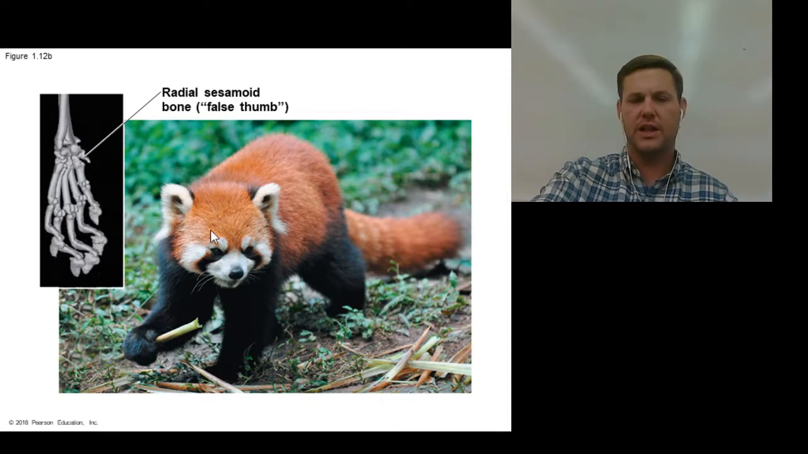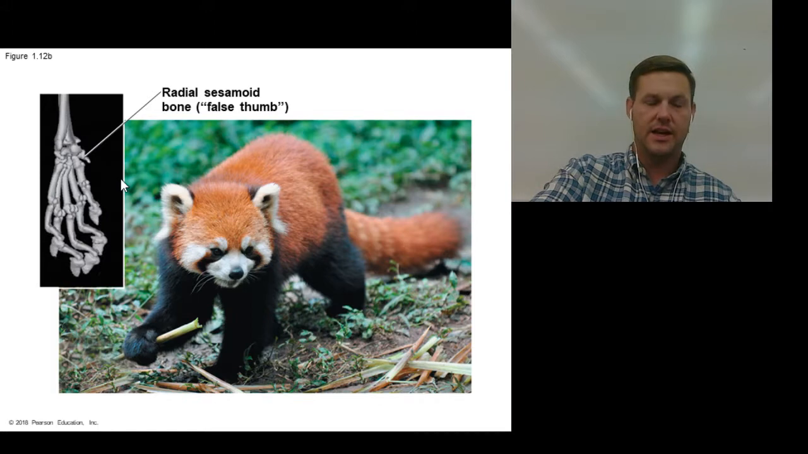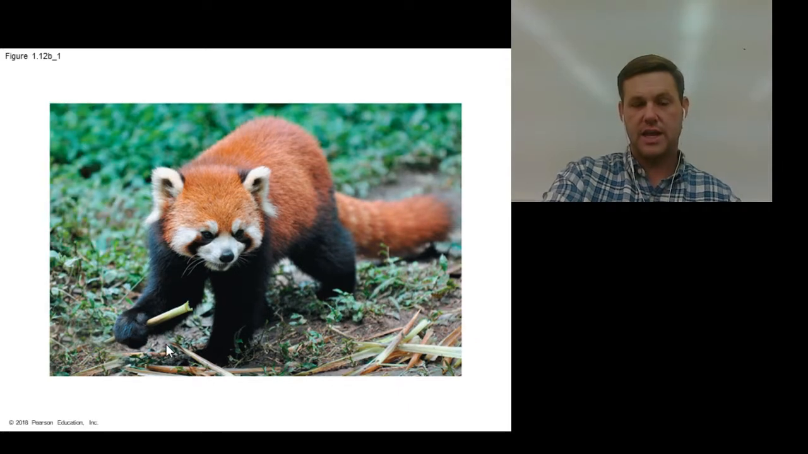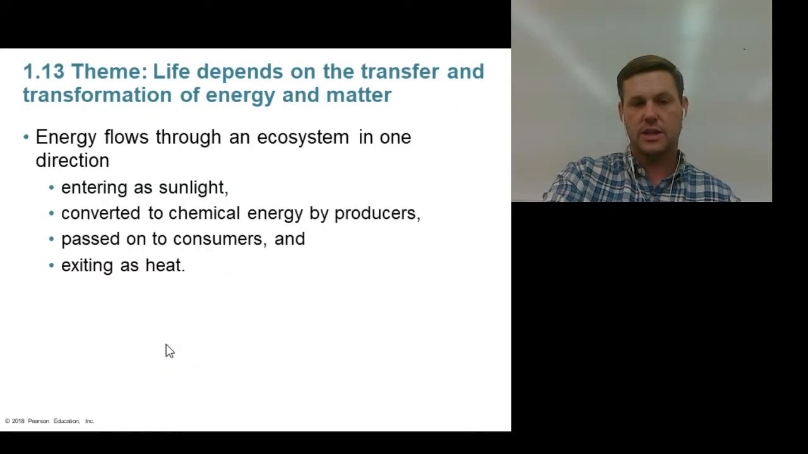This is the red panda. It has this false thumb. Specific structure and function are related. Why does it have the false thumb? It has the false thumb so it can eat bamboo, plain and simple. It's adapted to the one thing that these guys eat.